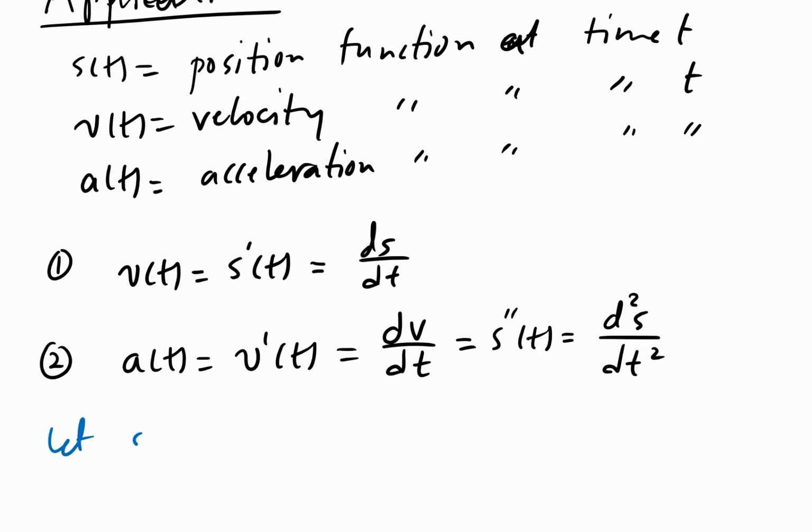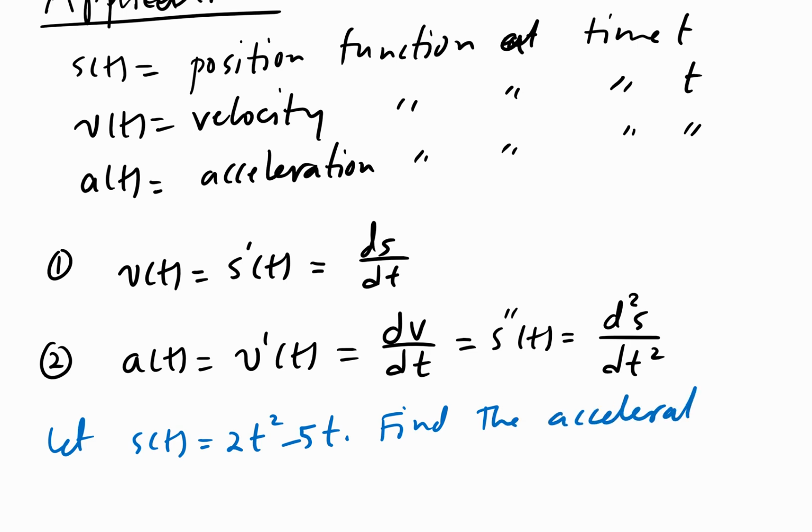Let s of t equals 2t squared minus 5t. Find the acceleration. Try this one, very important to try first.